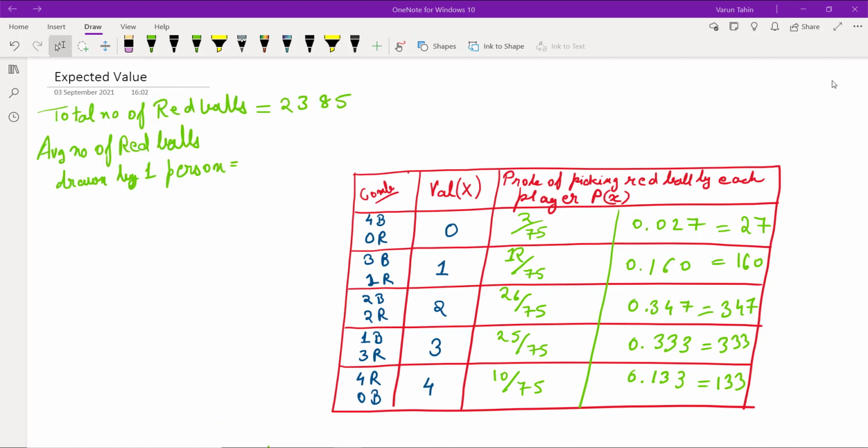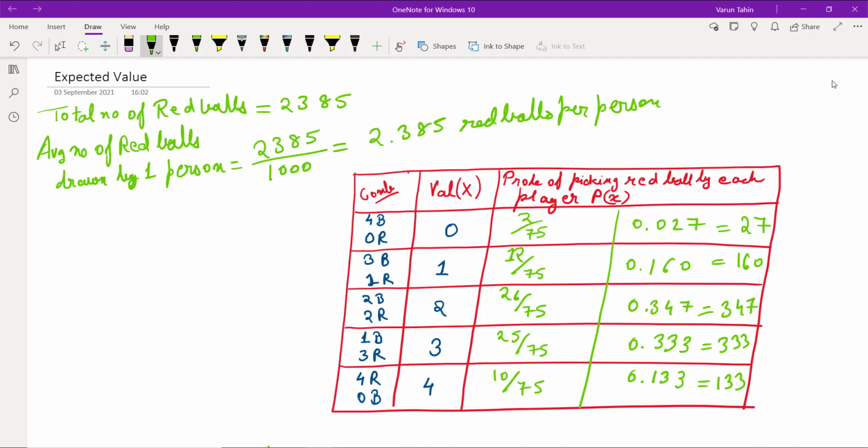Now that we have calculated the total number of red balls, we can also find the average number of red balls drawn by one person. For that, we just need to divide this by the number of people who played this game, which is 1000. So this is 2.385 red balls per person. Now why did we do this? Because we need to calculate the expected value, which is our final aim. Remember, guys, that step 3 said to use the probabilities to estimate the profit or loss per player. That profit and loss is the expected value here, because profit in this case is gaining more red balls.